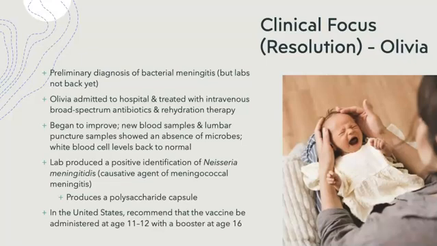And once the previous labs came back, there was positive identification of Neisseria meningitidis, which is the causative agent to meningococcal meningitis, and that produces a polysaccharide capsule. So in the US, it's recommended that the vaccine be administered to children of ages 11 to 12 with a booster at age 16. So Olivia, of course, has not received that vaccine yet because she's still an infant, and she's starting to lose her natural passive immunity that was given to her mother through that IgG, right? And possibly IgA. So this does tend to affect infants because of that.